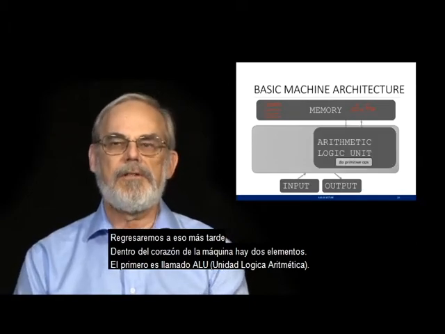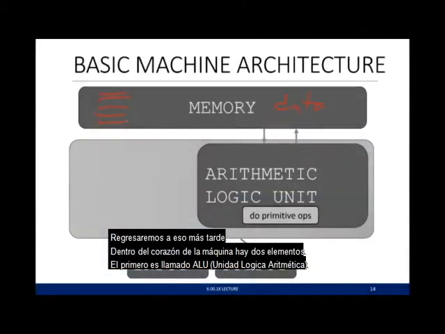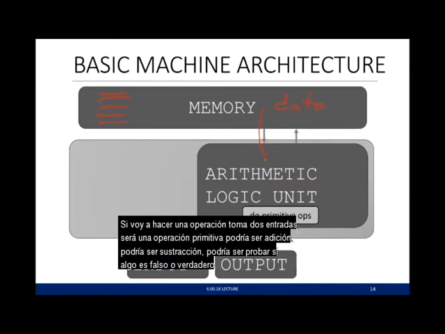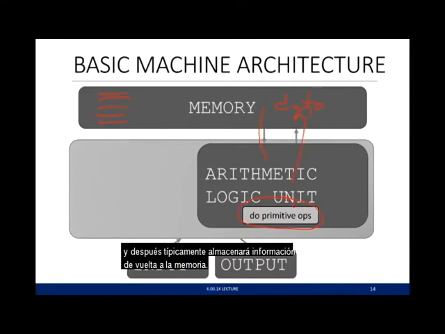Inside the heart of the machine, there are two elements. The first is often called an ALU, an arithmetic logic unit. And what this unit does is it takes information from memory, reads it in, often two pieces of information if I'm going to do an operation that takes two inputs. It's going to do a primitive operation, could be addition, could be subtraction, could be testing to see if something is true or false, and then typically it's going to store stuff back up into memory.